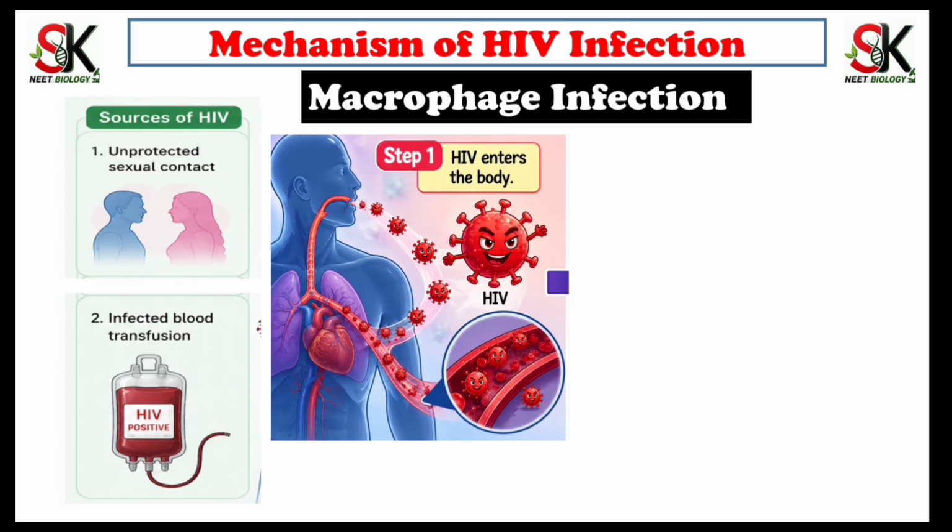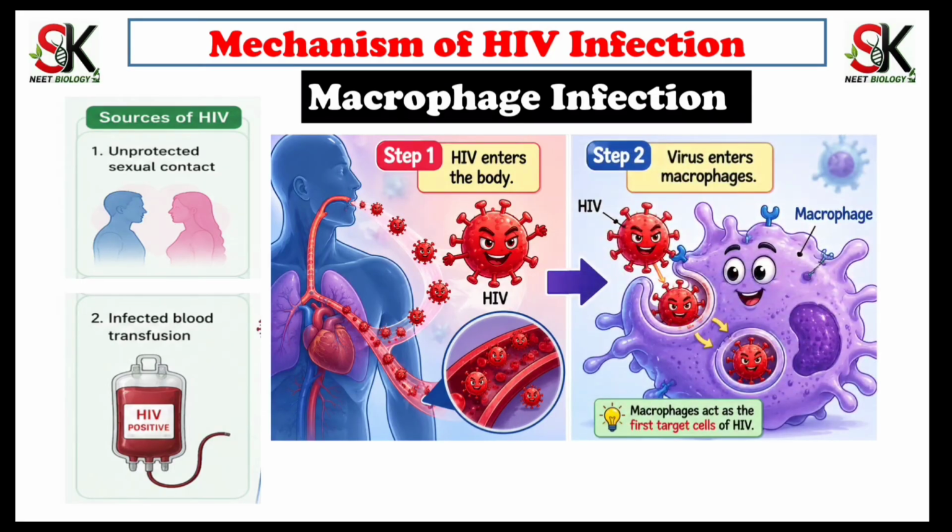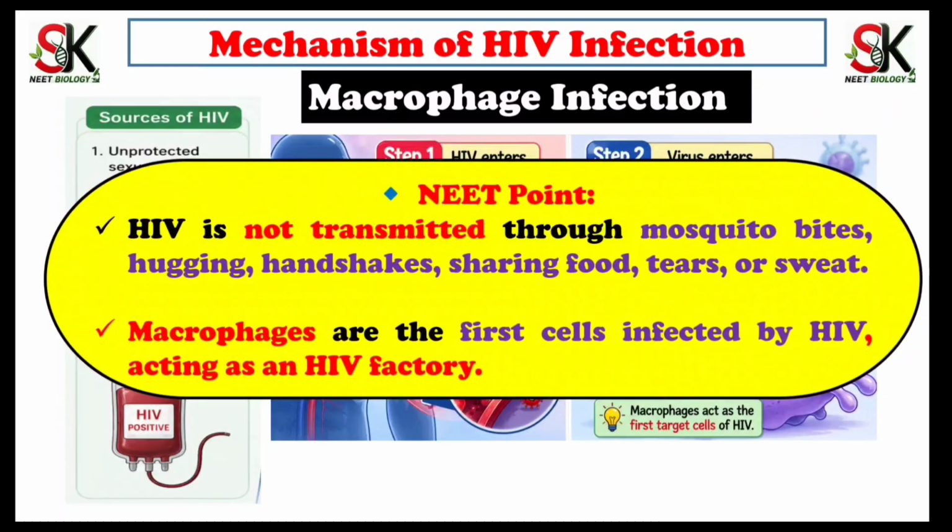After entering the body, the second step is infection of macrophages. HIV primarily infects macrophages, one of the body's most important immune cells. The virus binds to receptor on the macrophage surface and enters the cell and releases its RNA along with viral enzyme. The important neat point is HIV is not transmitted through mosquito bites, hugging, handshakes, sharing food, tears, or sweat.